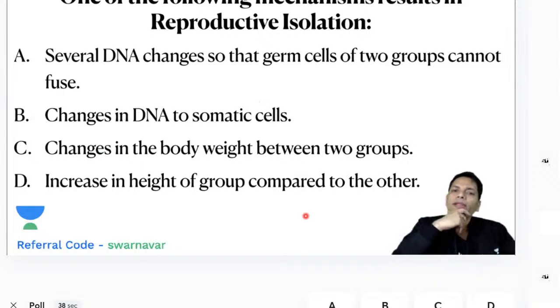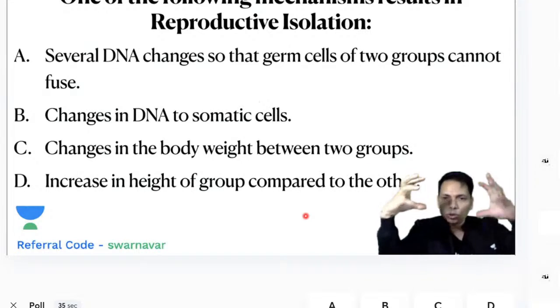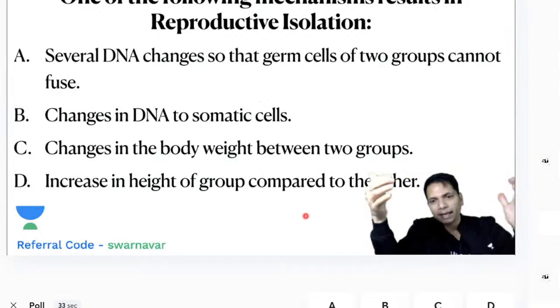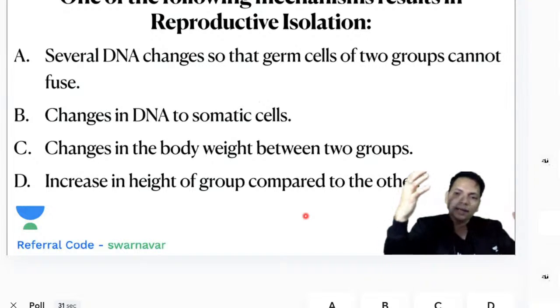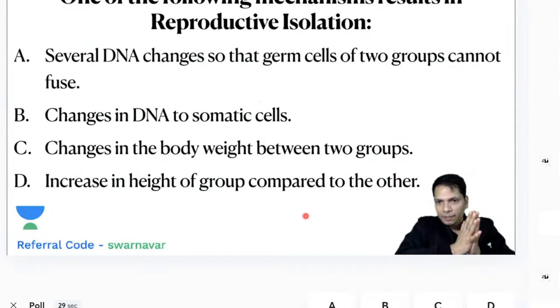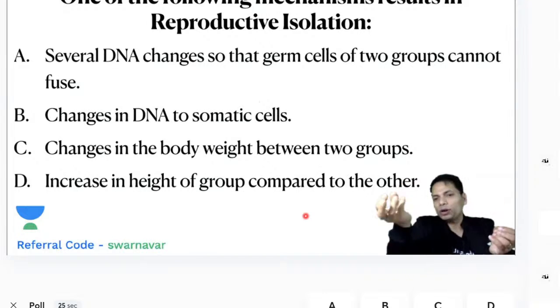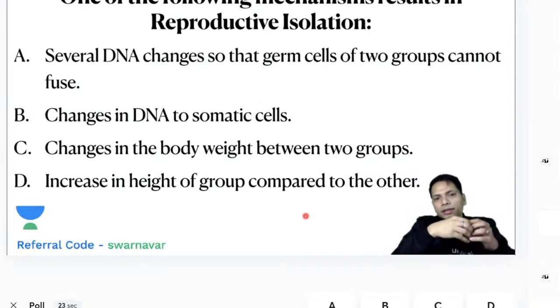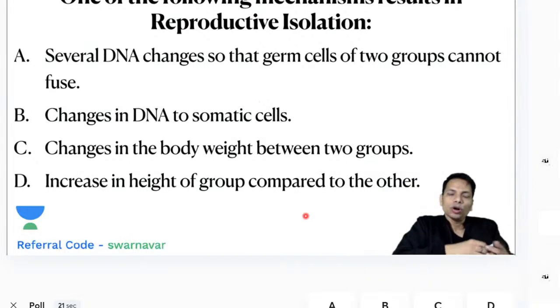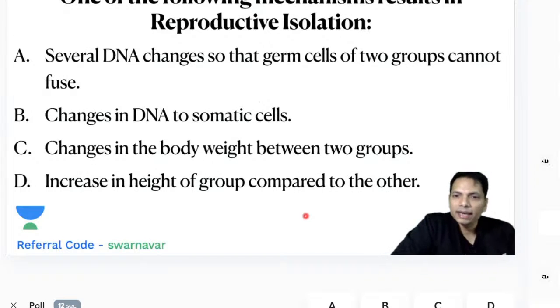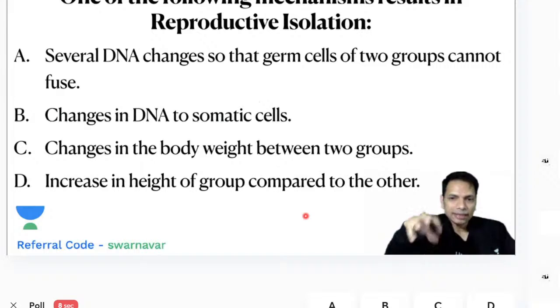Reproductive isolation means two organisms cannot carry out reproduction. This means the sperm of one organism and the egg of another organism either will not fuse, or if they do fertilize, they will not have any viable babies. And even if viable babies are born, they are not fertile. So this is called reproductive isolation.